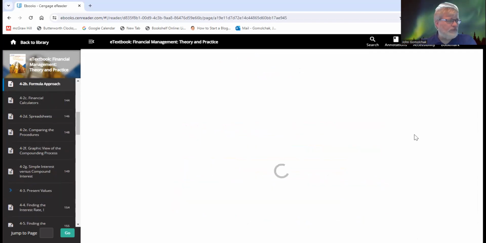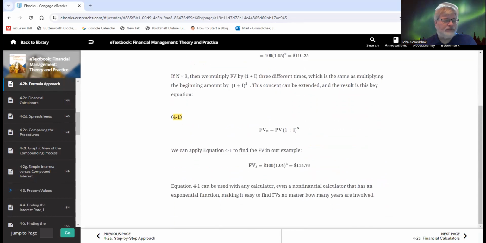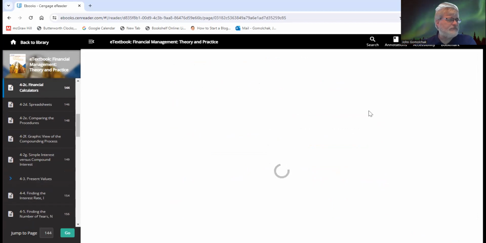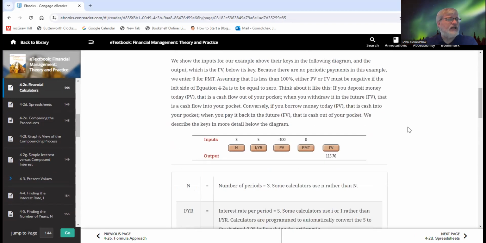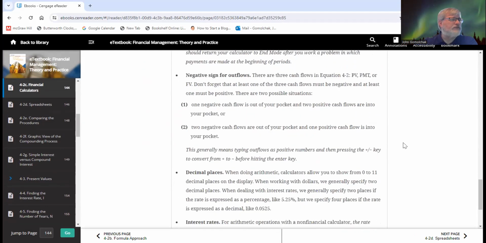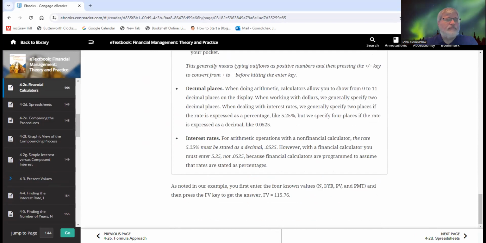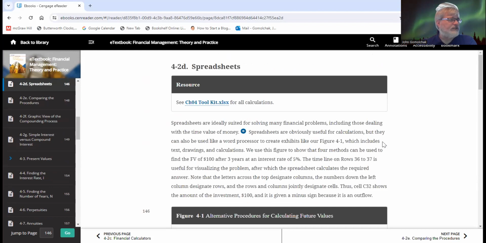I want to move through because they're going to now talk about the formula approach. Okay. So we've talked about the formula. Let's go past this. Now they're going to talk about the financial calculator, which, as I said, I'm not super interested in teaching you how to use financial calculators. But I do want to talk about the Excel, which is the next thing that would be in here.